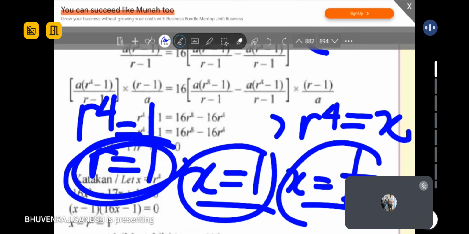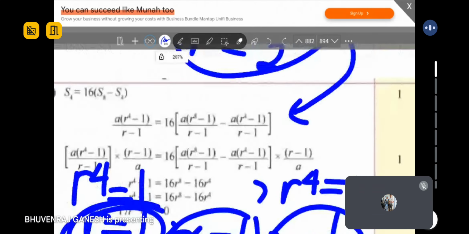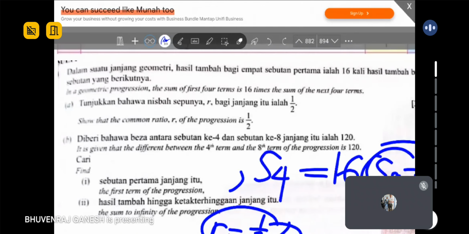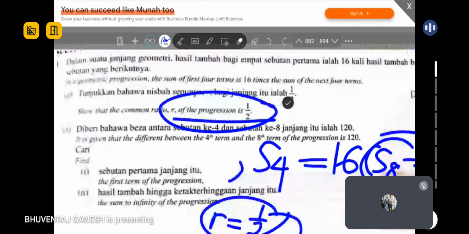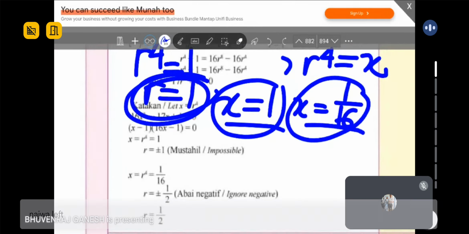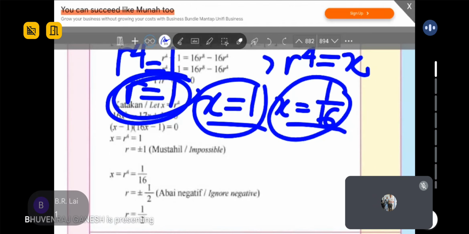So r power 4 is equal to 1/16. Okay, so for the r value, you can get 1/2 or negative 1/2. Betul? Kamu boleh dapat r yang positif atau negatif. But of course, you follow the question. Kamu lihat soalan. They want you to show that r equal to 1/2. So kamu dah buktikan. Can you all see it? Understand? 1 or 2? Can you all comment? Understand, right?